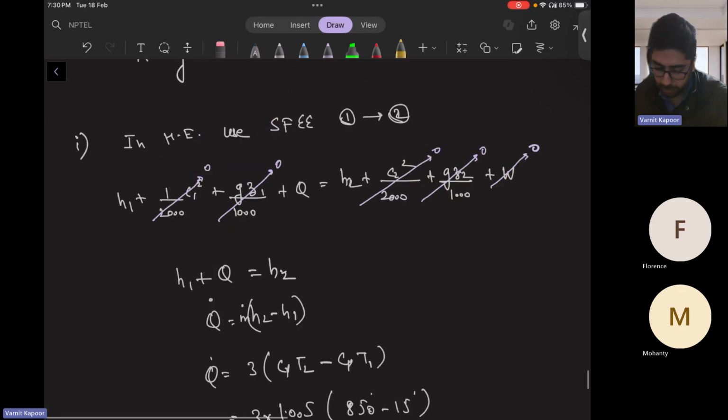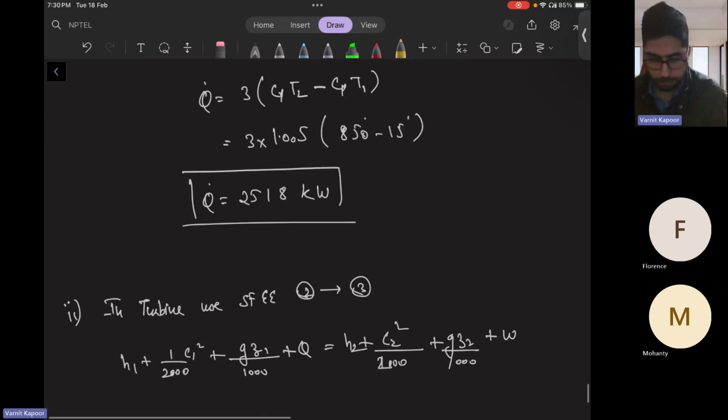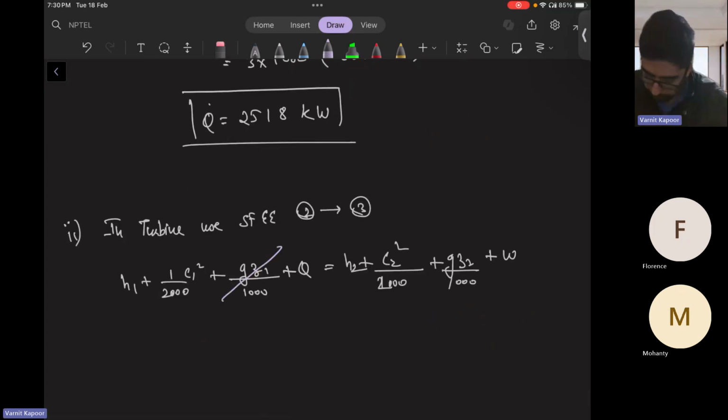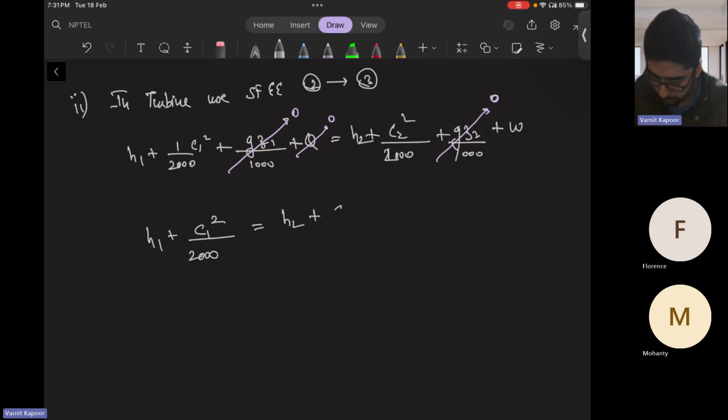First of all, the temperature is definitely different, so H1 and H2 are not going to cancel. Then the speed is also different this time, so that's also not going to cancel. The potential head is going to cancel because the turbine is at the same head, and there is no heat interaction in the turbine. So we cancel out the heat interaction and the potential terms. We are left with H1 plus C1 square by 2000 is equal to H2 plus C2 square by 2000 plus work.